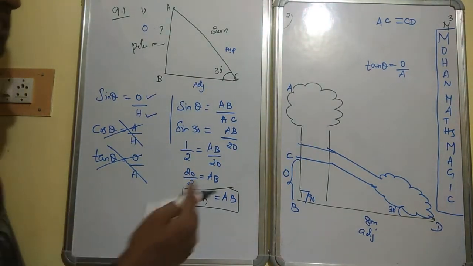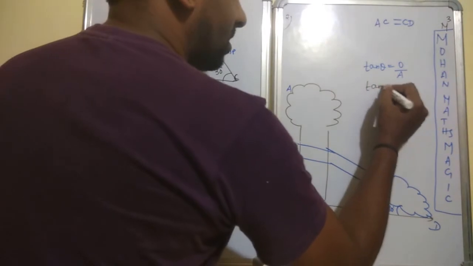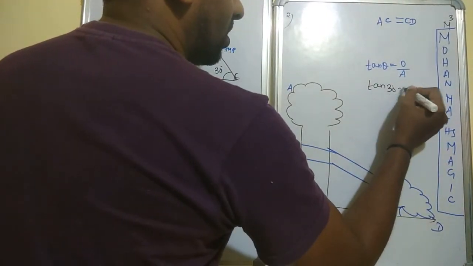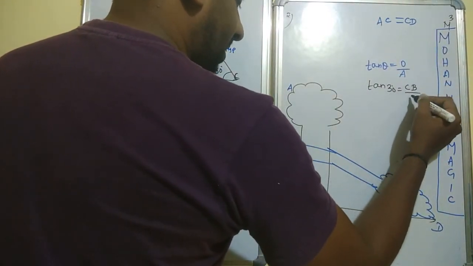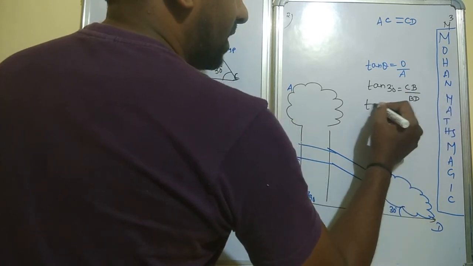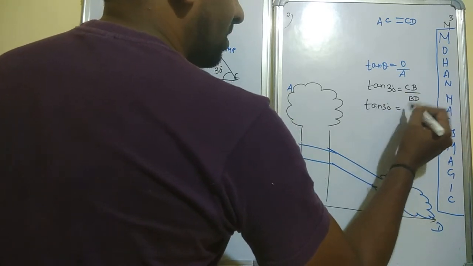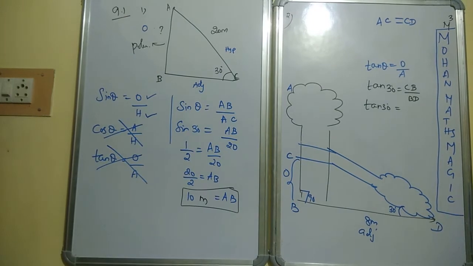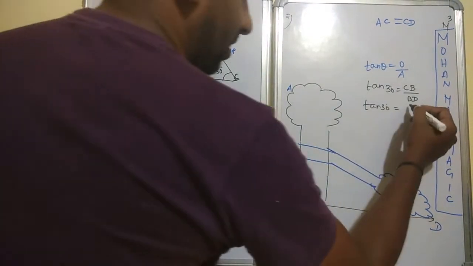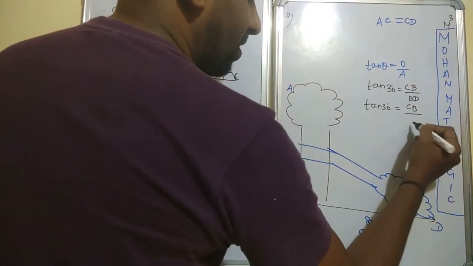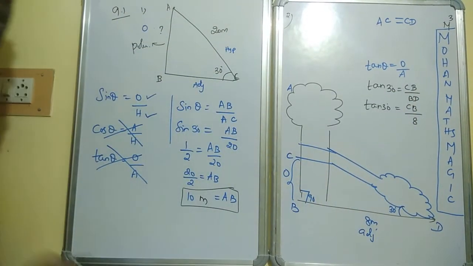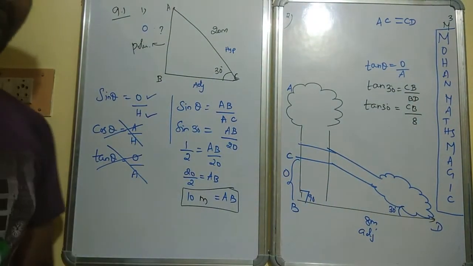So first my suggestion is to write the alphabets. What is the value of theta? 30 degrees. What are the opposite and adjacent alphabets? CB by BD. It gives the correcting teacher more clarity. Okay, so tan 30 equals CB, whose value we don't know. BD value is 8 meters. You will be confused between tan 30 and tan 60.